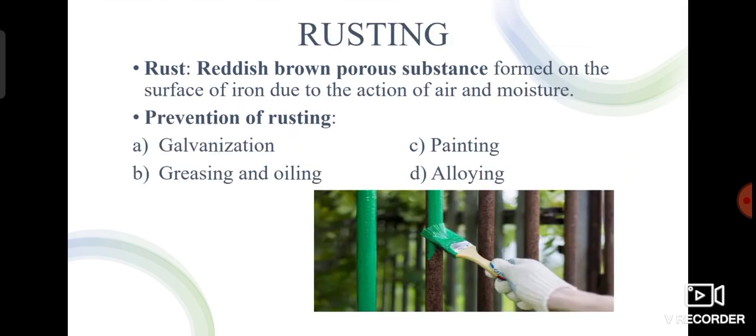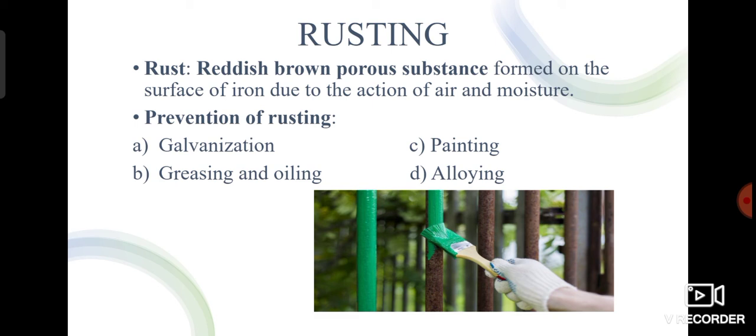Next is rusting को prevent कैसे करें? How we are going to prevent rusting? Okay. Just before that, a definition of rusting is also there. What is rust? Rust is a reddish brown porous substance formed on the surface of iron due to the action of air and moisture. So that reddish brown porous substance जो बनता जा रहा है उसी को हम rust बोलते हैं.